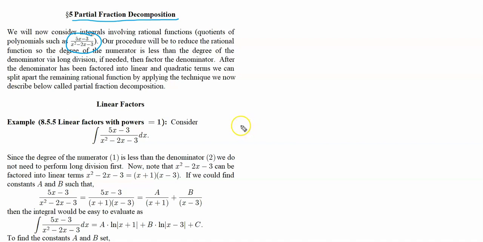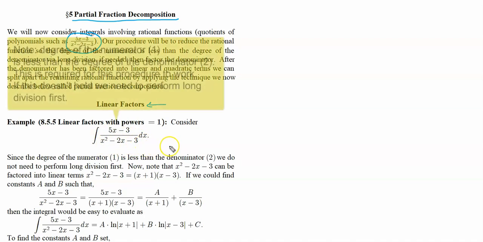So the first thing we're going to do is take a look at this example that illustrates what are called linear factors for a polynomial. So let's consider this antiderivative that we want to evaluate down here. So we want to evaluate the indefinite integral of 5x minus 3 divided by x squared minus 2x minus 3.